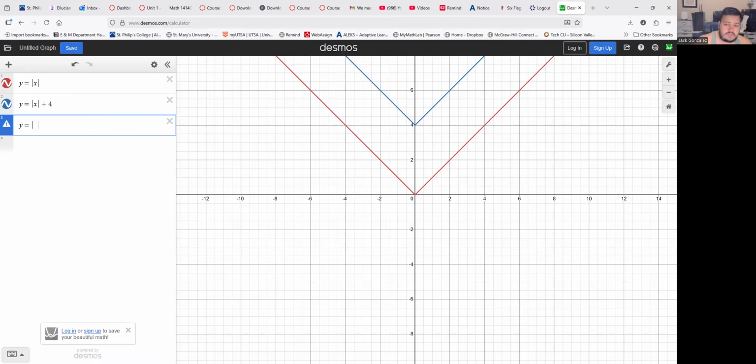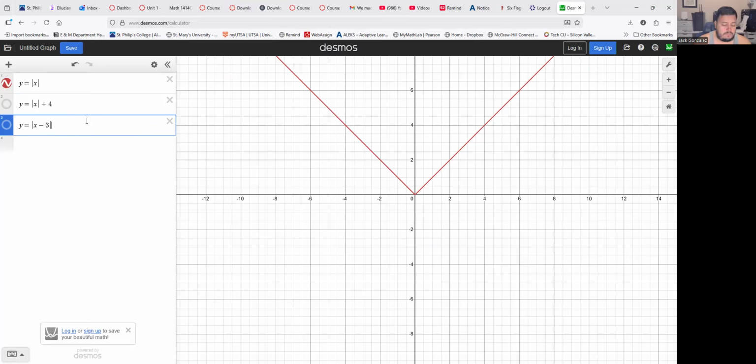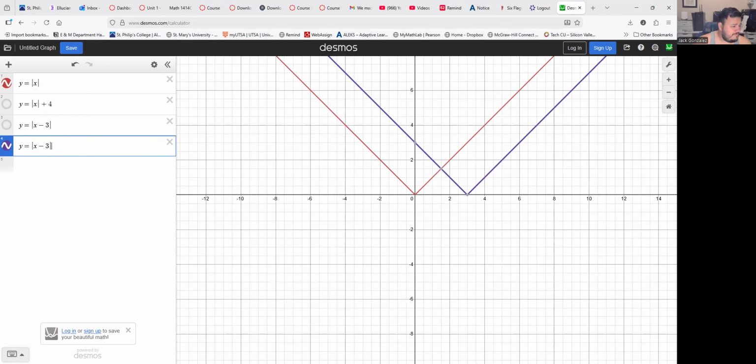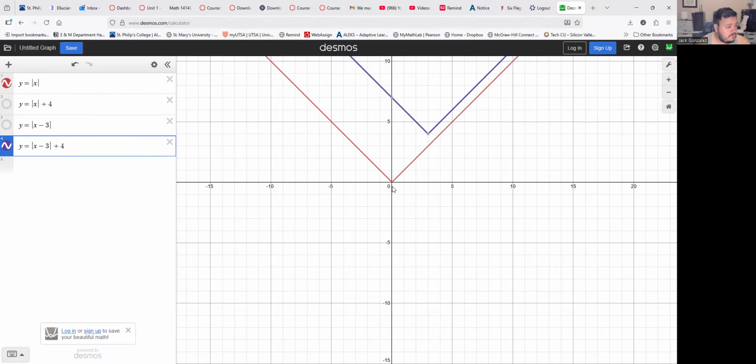Now, if it's inside, it'd be x minus 3. To check it out, let me block the blue one. The original is there. So if it's minus 3, it's shifted to the right 3. So it's always opposite for the horizontal shift. Now, if you do both at the same time, right? It's a horizontal shift and then a vertical shift.